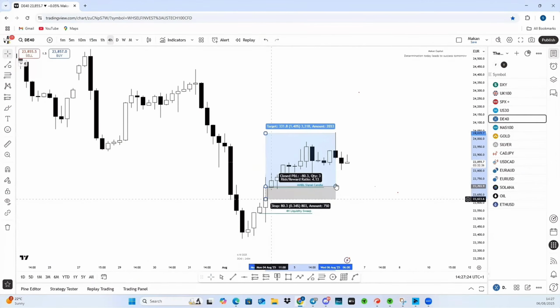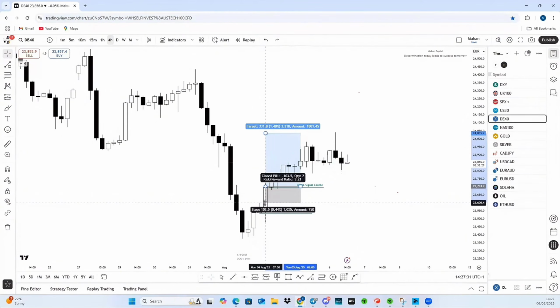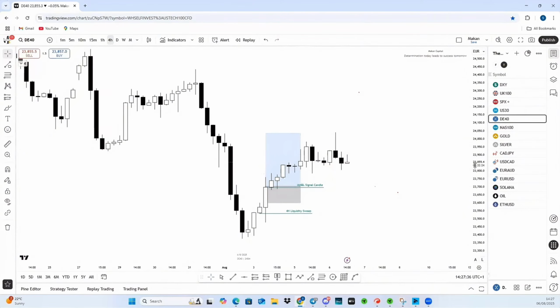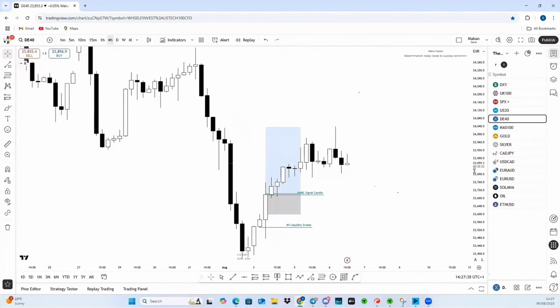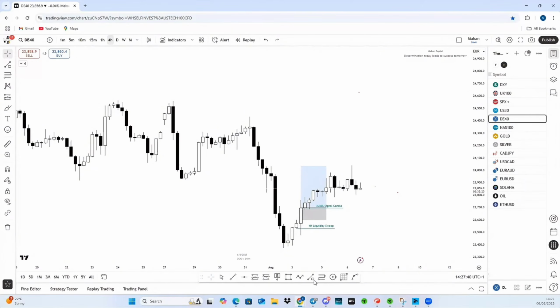And this one was quite good because the risk wasn't that much. It was a nice 1-3, which again I posted in the Discord. So yeah, this was a trade. But then again, with this, because the drawn liquidity is all the way up here for me, I'm looking for us to go all the way to this high here.